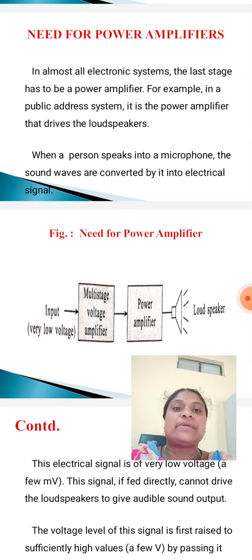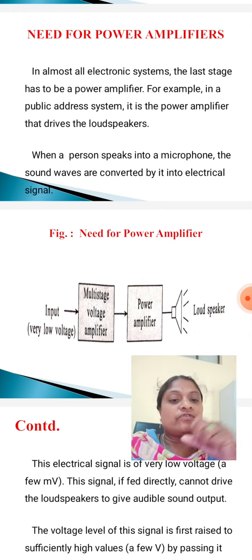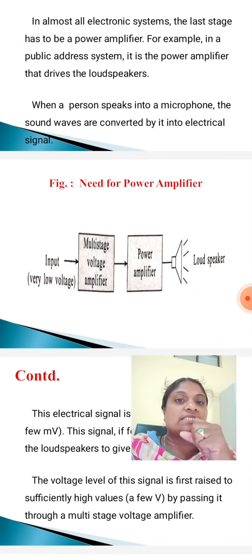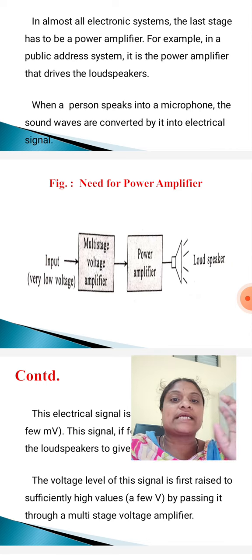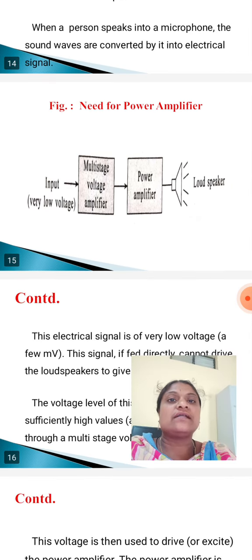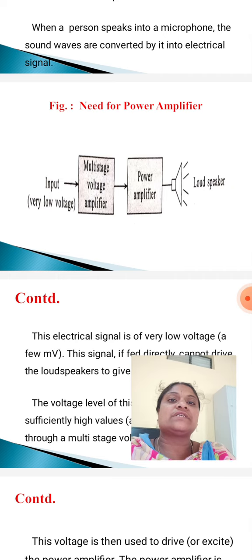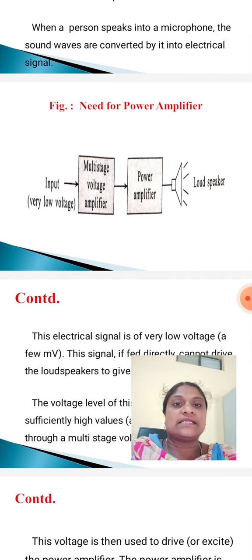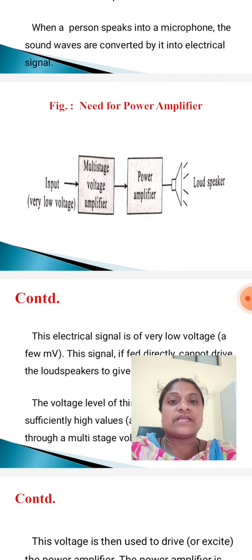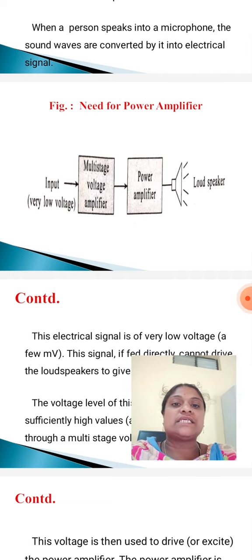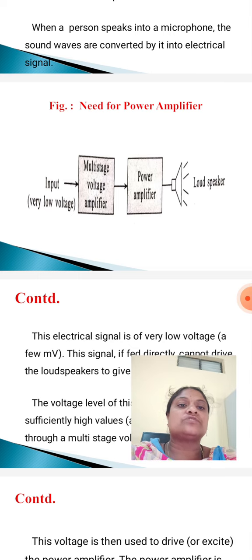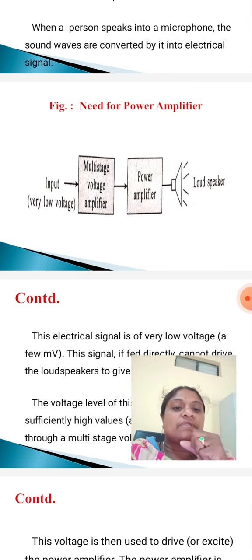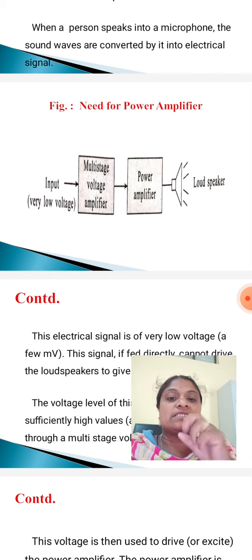When a person speaks into a microphone, the sound waves are converted by it into electrical signal. Observe this figure. This is a multi-stage voltage amplifier, then it goes to the loudspeaker. The input is a very low voltage, that is the sound signal.